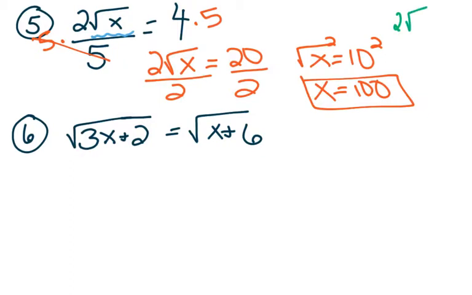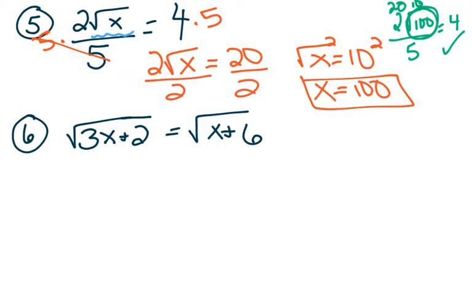2 times the square root of 100 divided by 5 is supposed to equal 4. All right, I know the square root of 100 is 10. 2 times 10 is 20 on the top. 20 divided by 5 is 4, so it does check.